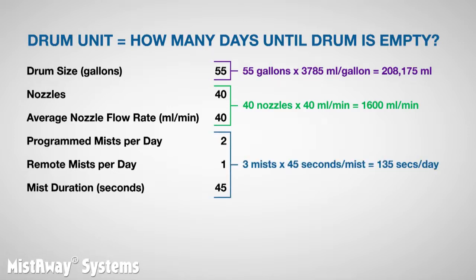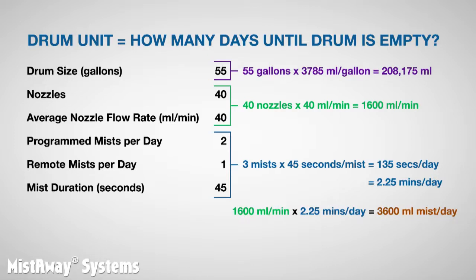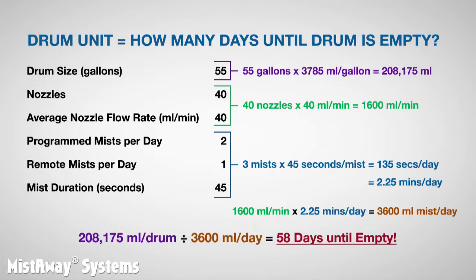Now we need to figure out how many minutes per day we are misting. 2 automatic cycles plus 1 remote triggered cycle with a 45-second duration for each yields 135 seconds, or 2.25 minutes per day. If we multiply our 1,600 milliliters per minute that the nozzle circuit puts out by 2.25 minutes, we get 3,600 milliliters of mist per day. And since we're starting with 55 gallons, or a bit over 208,000 milliliters, we can divide to get 58 days until empty.